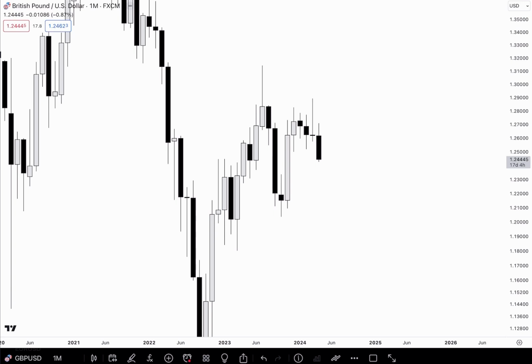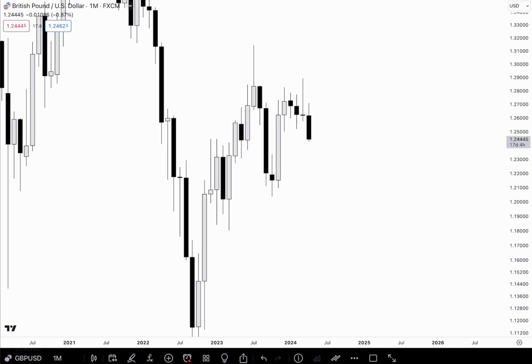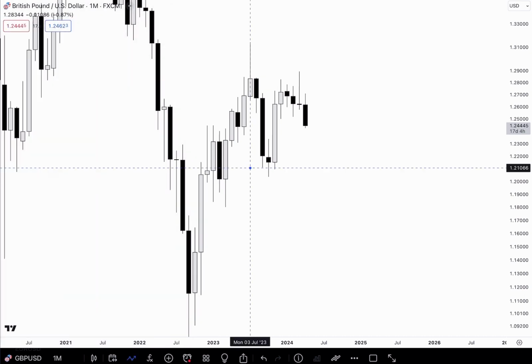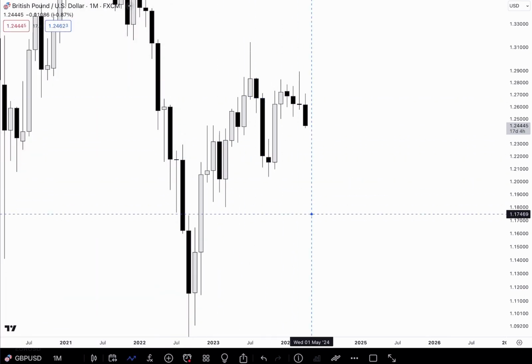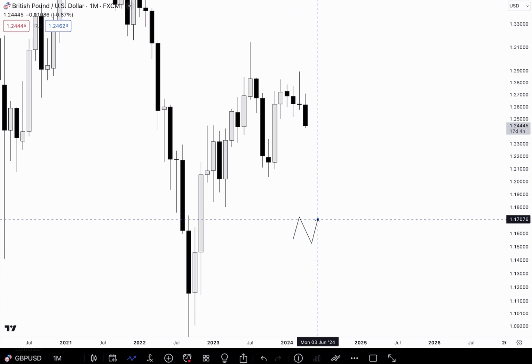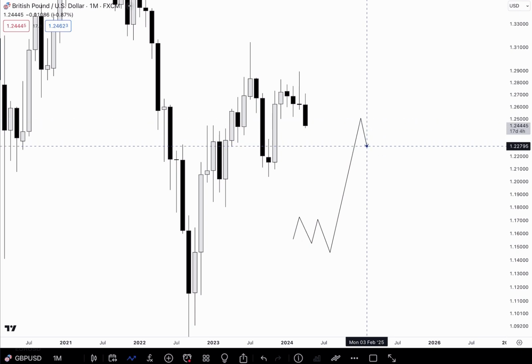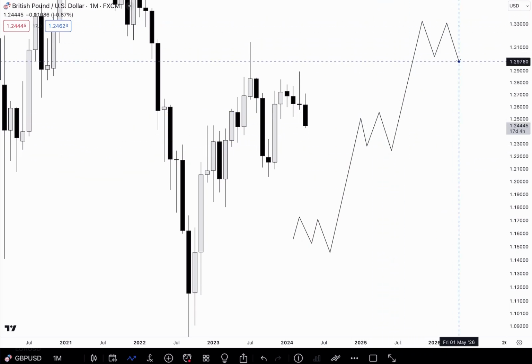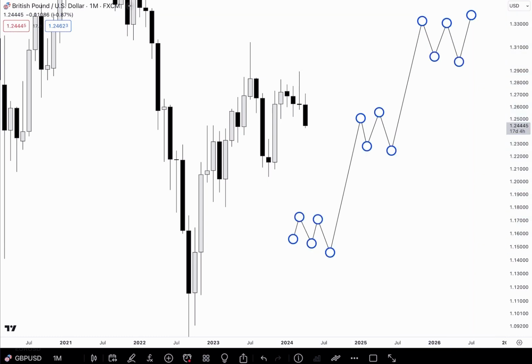To begin with, before starting, you have to understand that the price moves on these charts in two formations only: a range and a trend, and a range and a trend, and so on, right?